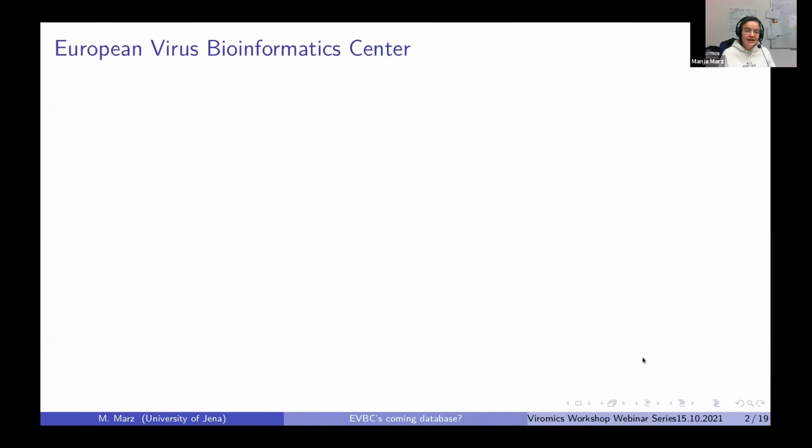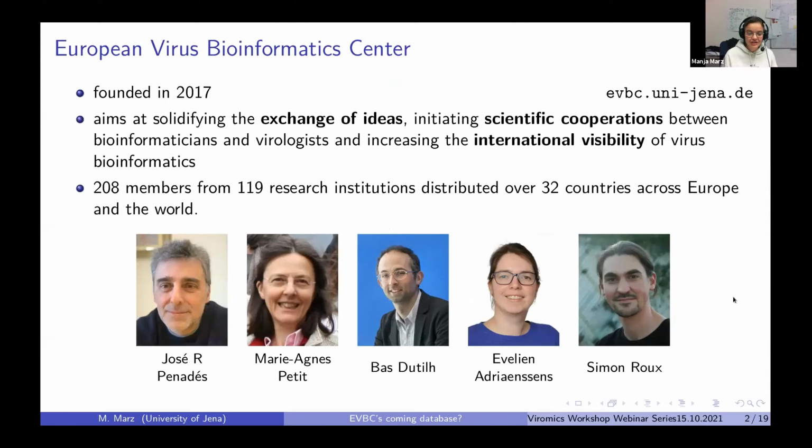So where did everything start? Actually, I would like to tell you something about the European Virus Bioinformatics Center, which we founded in 2017. And the idea back then was to bring the bioinformaticians and virologists together to exchange ideas, to specifically design tools which the virologists need, because all the other tools for bacteria may not work out for viruses. And also start a lot of scientific cooperations. And instead of everybody doing a very small part in their group, we really try to do something together and really drive forward the field of virus bioinformatics.